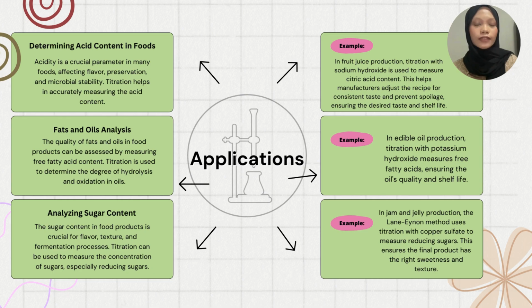Last but not least, it can be used for analyzing sugar content. The sugar content in food products is crucial for flavor, texture, and fermentation processes. Titration can be used to measure the concentration of sugars, especially reducing sugars. For example, in jam and jelly production, the Lane-Eynon method uses titration with copper sulfate to measure reducing sugars. This ensures the final product has the right sweetness and texture.